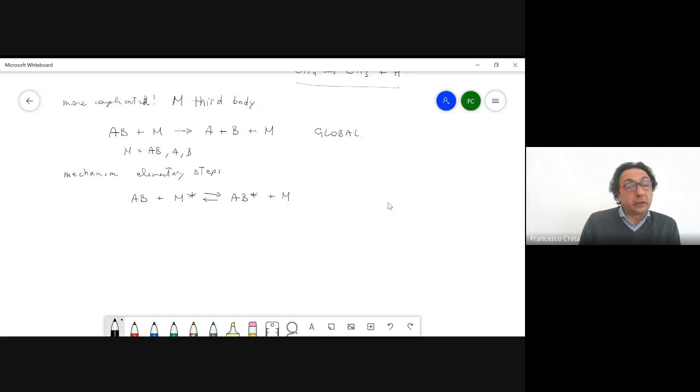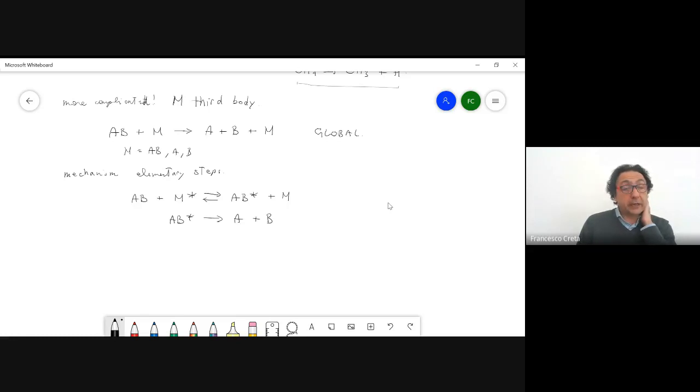So AB collides with a very energetic third body, will inherit its energy, and M will essentially change from the excited version to the lower energy version. Why do we need this excited version? Because in fact, only when AB is in this excited form, it can actually, at this point, dissociate into A and B. Okay? Only this, not the AB. Okay? AB spontaneously will not be able to break the bond, okay, between A and B.